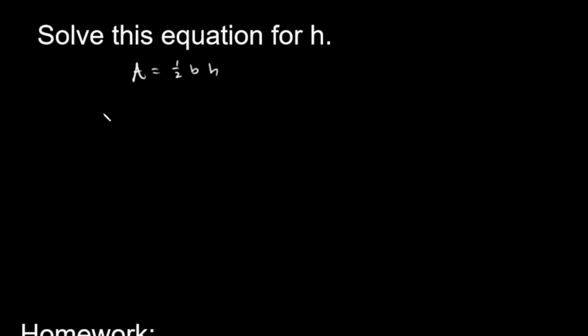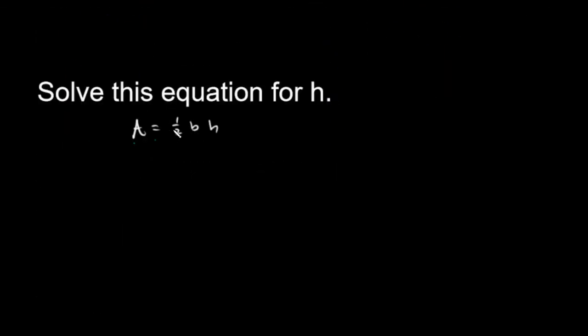All right, let's solve this one for H. Area equals 1/2 base times height. That is the area of a triangle, right? So we're going to solve this for H. Now, this is a little trickier, but it's still something equals three things being multiplied. Up here, we just divided by the L. What we could do here is divide by the 1/2 B, since we're solving for H, and that will cancel. Divide by 1/2 B, and then you're going to get A over 1/2 B.